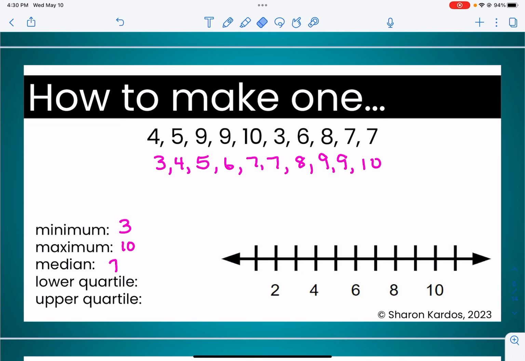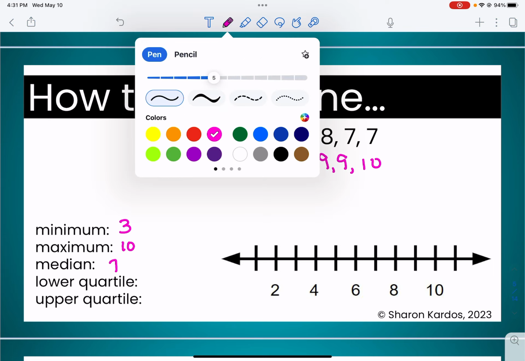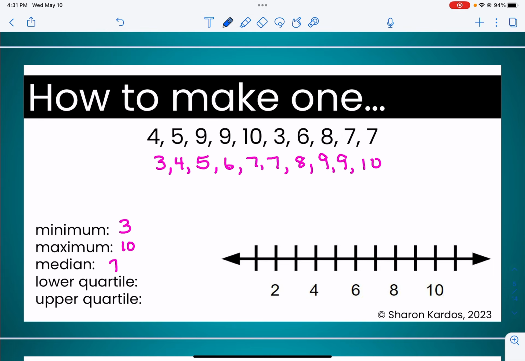Now, the next 2 are the 2 that are usually new to students. So the first one says lower quartile. In order to find the lower quartile, I am going to look at the first half or the lower half of my data. So that would be the 3, 4, 5, 6, and 7. And I want to find the median of the lower half. The number that's in the middle of the lower half is 5. So 5 is my lower quartile. And then I'm going to do the same for the upper half of my data.